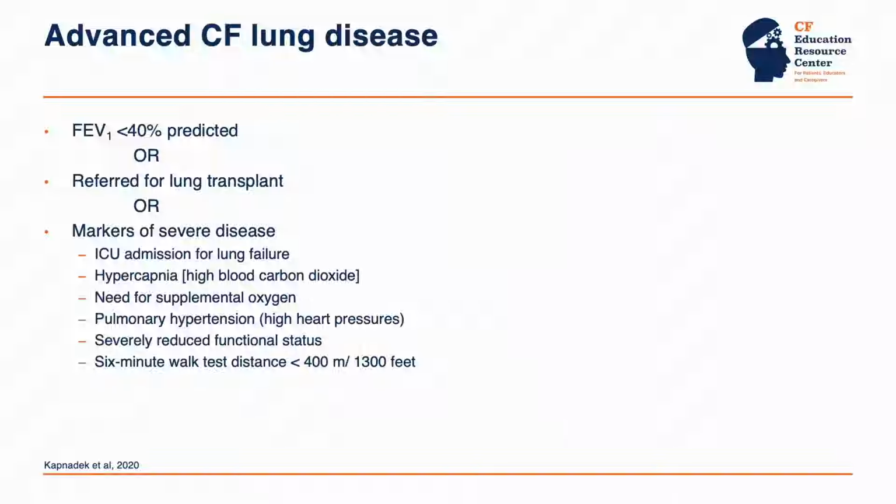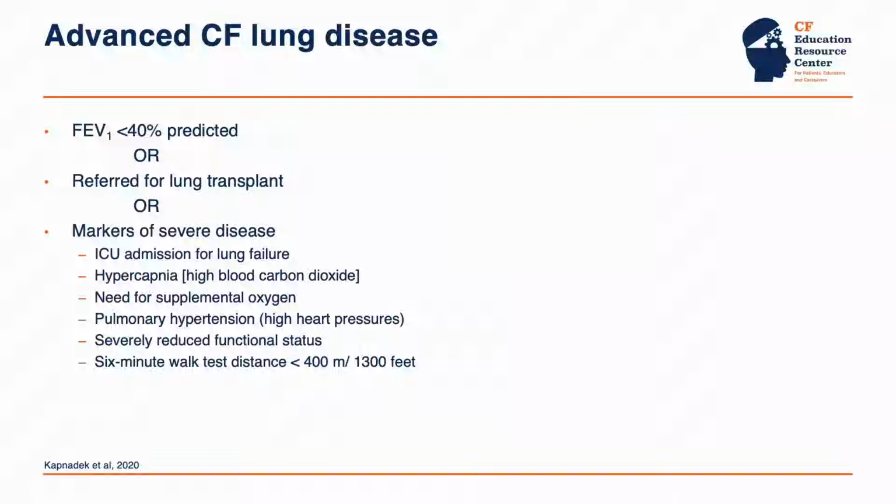If people have a markedly reduced functional status or a 6-minute walk test distance of less than 1,300 feet, we similarly label them as having advanced CF lung disease. So these screening tools and considerations are designed to try and identify patients early and not get surprised when patients develop complications, and try and prevent these complications as much as possible.